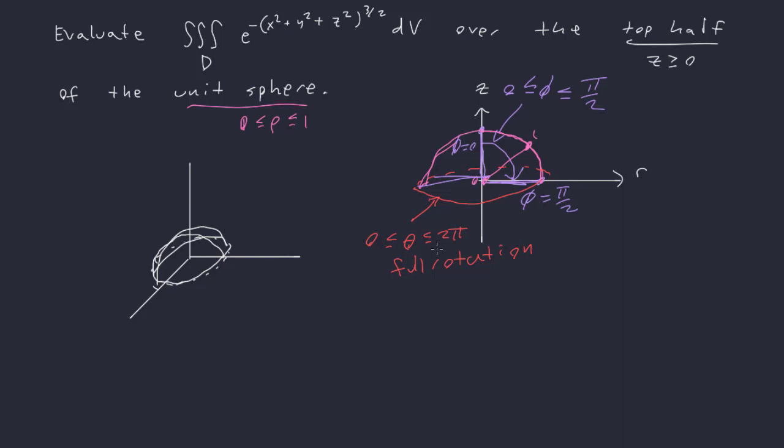Phi going from 0 to pi over 2, theta going from 0 to 2 pi, and rho going from 0 to 1. Then from here, just like before, this x squared plus y squared plus z squared is going to become rho squared. Okay, so then we get the following integral. Again, I tend to use theta first. That's typically the way we do it. Theta going from 0 to 2 pi. Phi going from 0 to pi over 2.